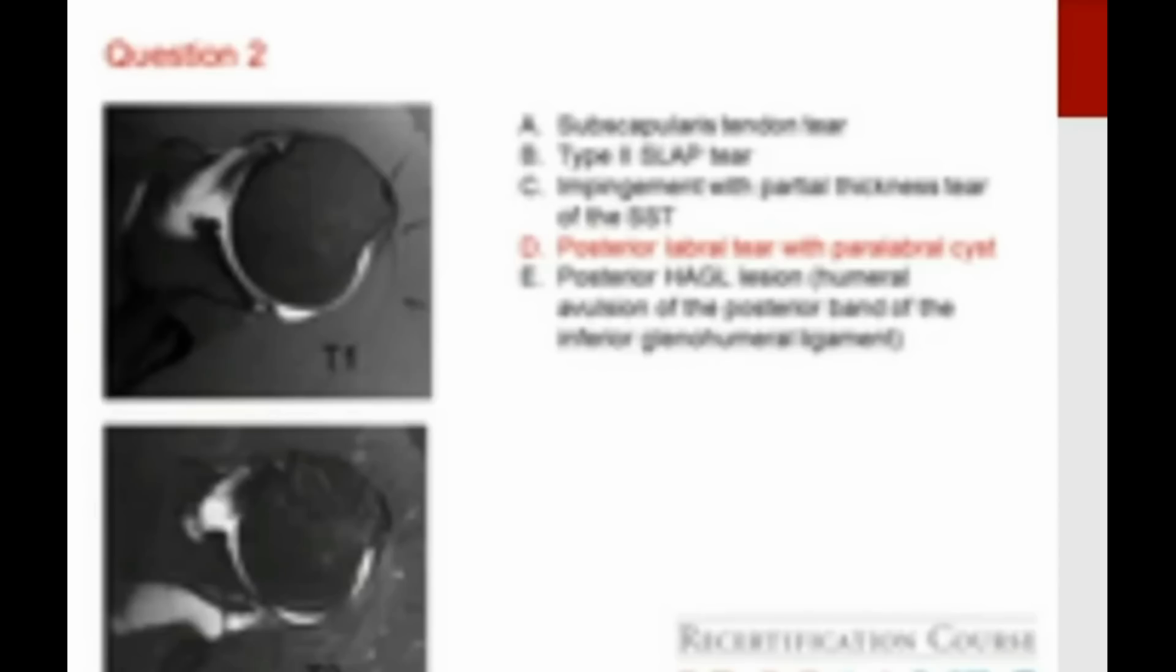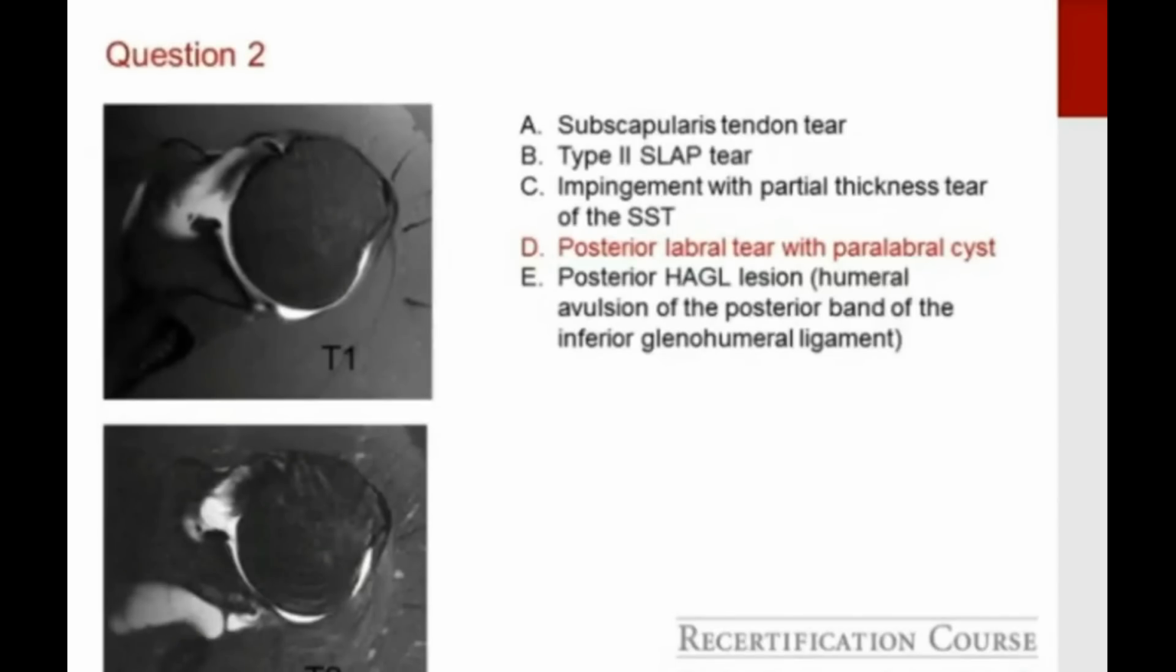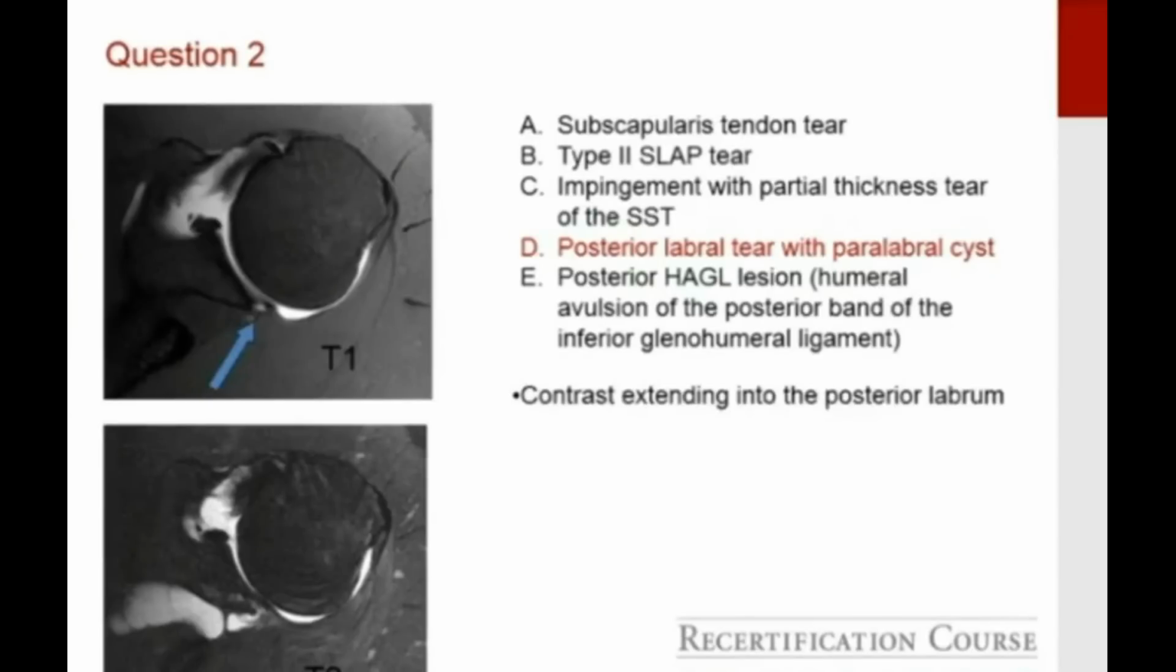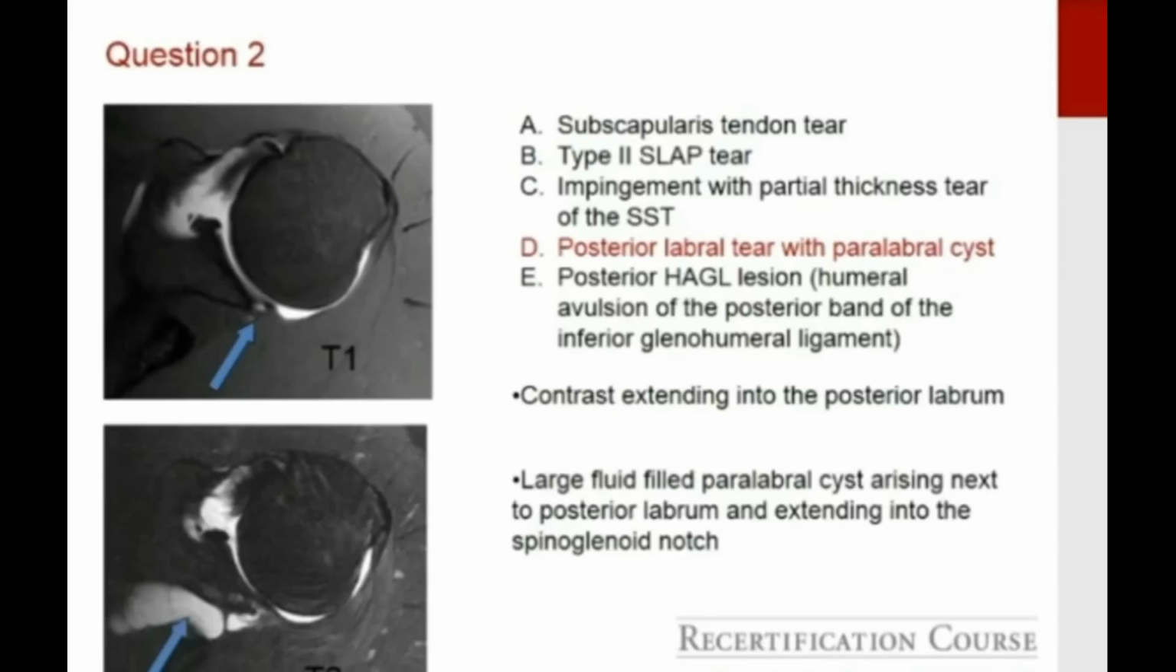And the most likely answer, or the most correct answer, is a posterior labral tear with a paralabral cyst. Here we see contrast or fluid completely undermining the posterior labrum, representing a tear of the posterior inferior glenoid labrum. Then we see this fluid signal collection extending along the posterior glenoid into the spinoglenoid notch posteriorly, representing a paralabral cyst.